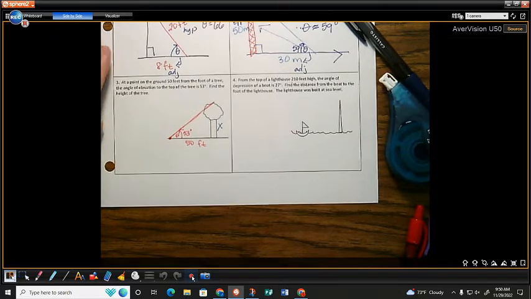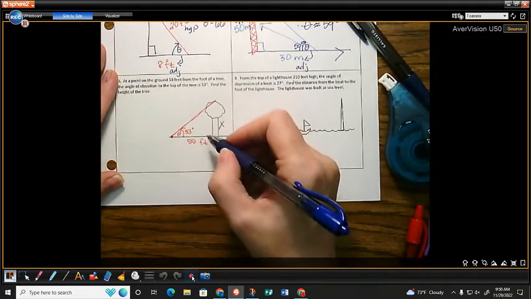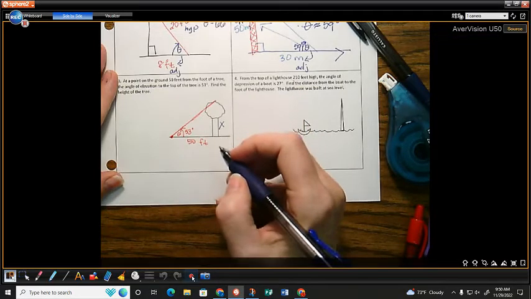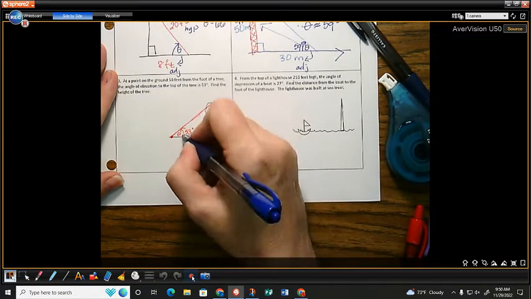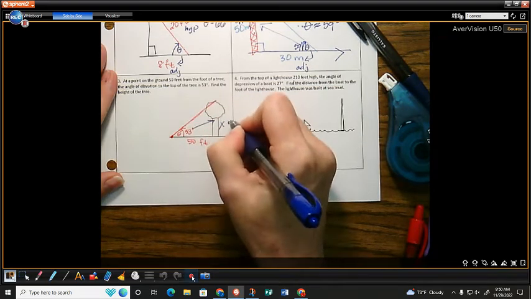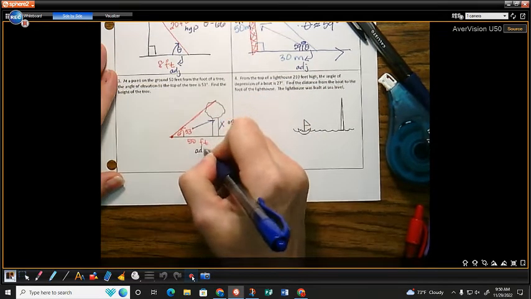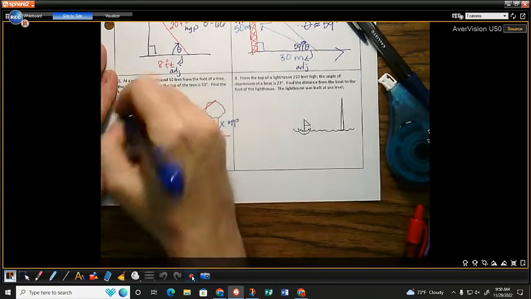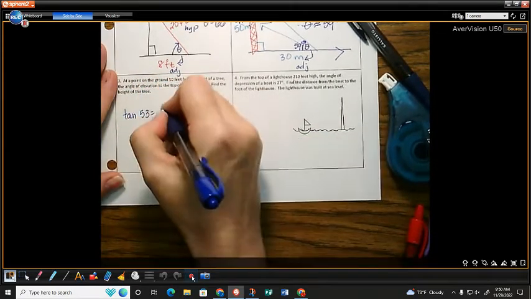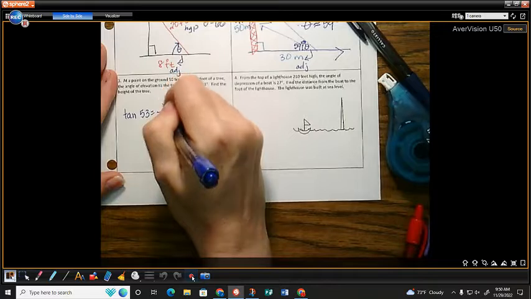Okay, so Ben, what'd you set up? Why did you use tangent? Because it has the opposite. The opposite is the thing we're looking for. The adjacent is something we have. So if you set up the tangent of that 53, you would have x over 50, which you could solve.